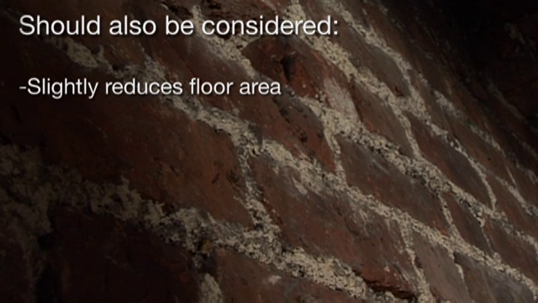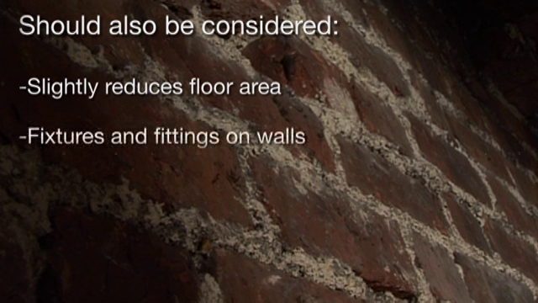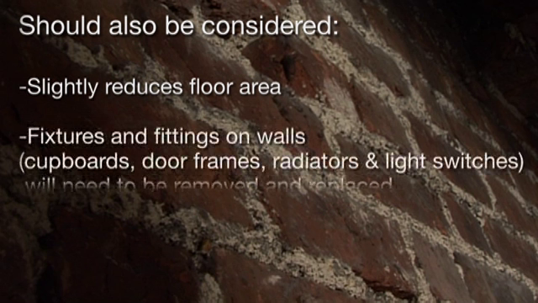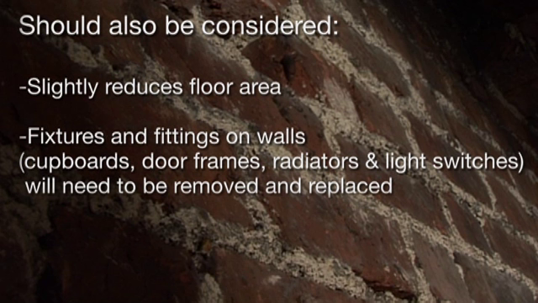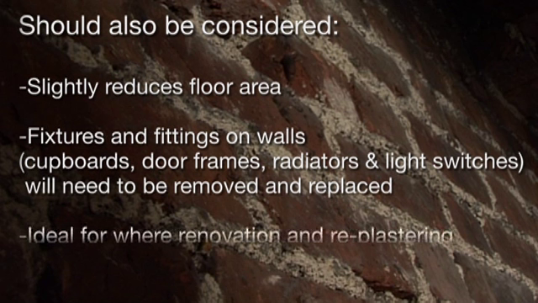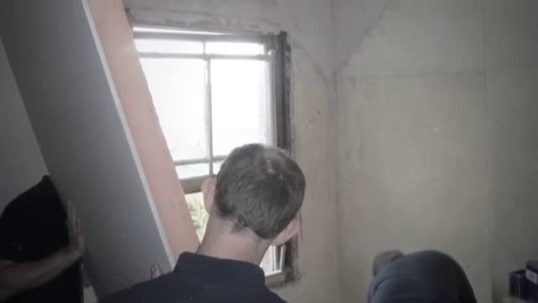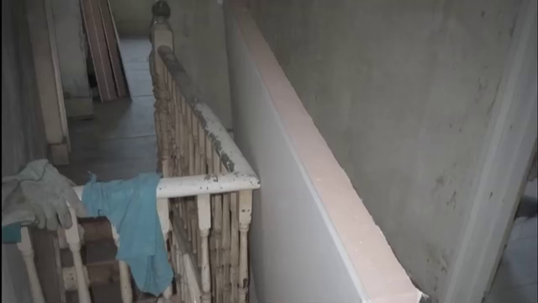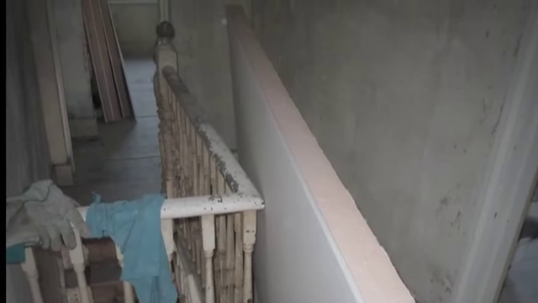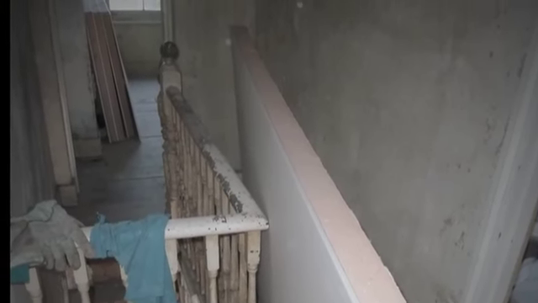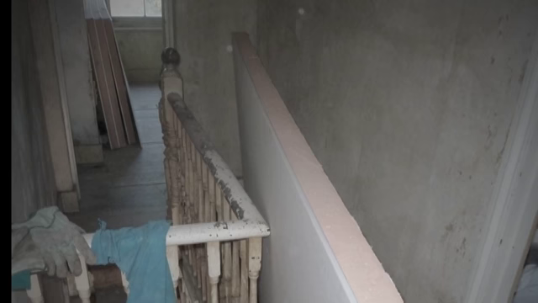Any fixtures or fittings on walls to be insulated, such as cupboards, door frames, radiators and light switches, will need to be removed and replaced. For this reason, it's ideal for where renovation and replastering is being done anyway, as it will cut overall time and costs. When talking to customers interested in internal wall insulation, it's important not to hide these features. At the same time, a balanced viewpoint should be given, with a focus on finding the solution to the problem they're trying to solve.